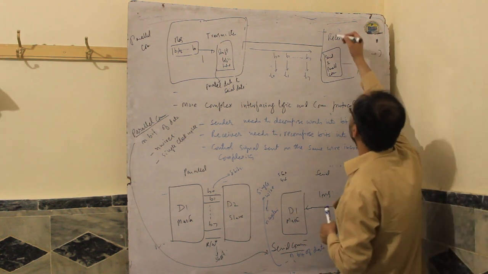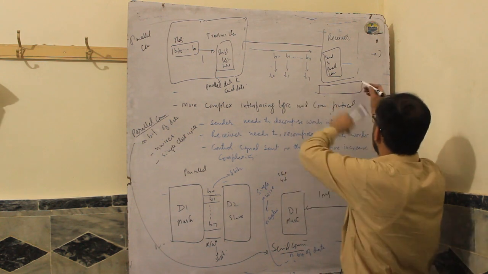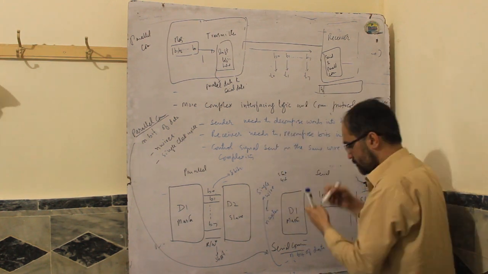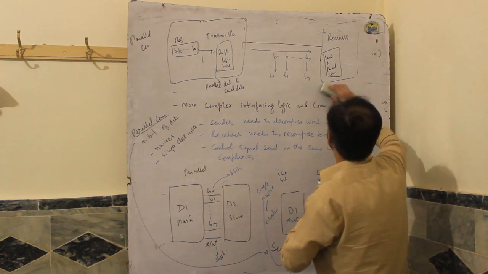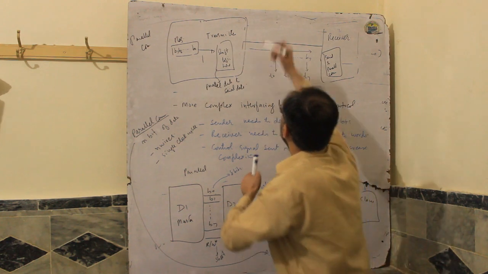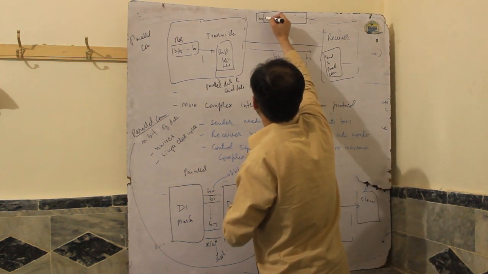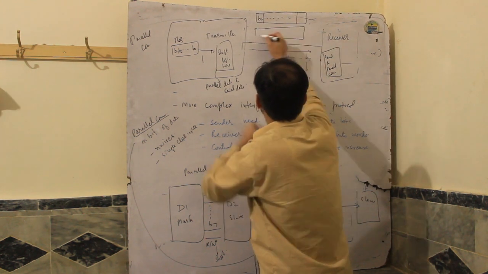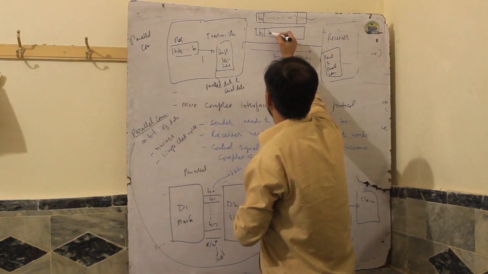So first we will receive B0. In case we have a register at the receiver side, the register will look like this: first we receive B0 and then unknown data. In the second cycle, we receive B1, so B0 will be shifted to the right. Now we have B1 and B0.